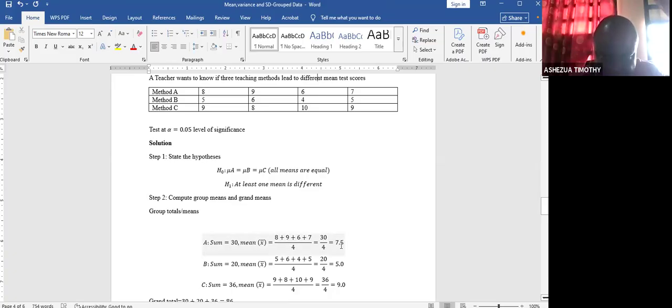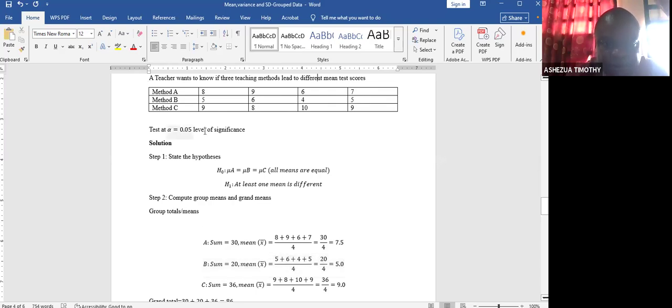You will come to B. That's this B here. I said the sum is 20. The meaning is this: when you add 5 plus 6, that's 11. 11 plus 4, that's 15. 15 plus 5, that's 20. That's how we got this 20. And the mean in this case will be 5 plus 6 plus 4 plus 5 divided by 4. That's how we got 20 over 4, which is equal to 5.